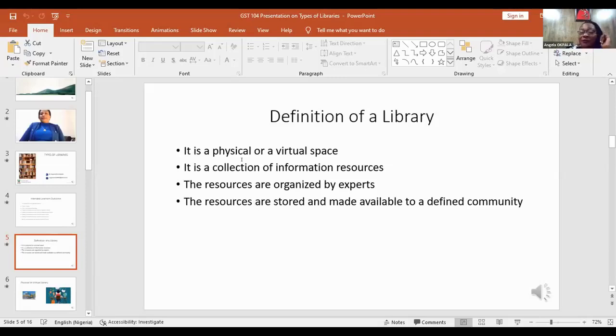A library can either be physical or virtual. And it also is a collection of information resources. If there are no information resources, then it's not a library. These resources must be organized. If it's not organized, then you are talking about those books in your room or a disorganized bookstore. They have to be organized using classification schemes, stored and also made available. If there are no readers, it's not a library. Nobody is having access to them, it's not a library. I hope we are understanding each other now. So these features have to be present in your definition. Okay, so let us move on.